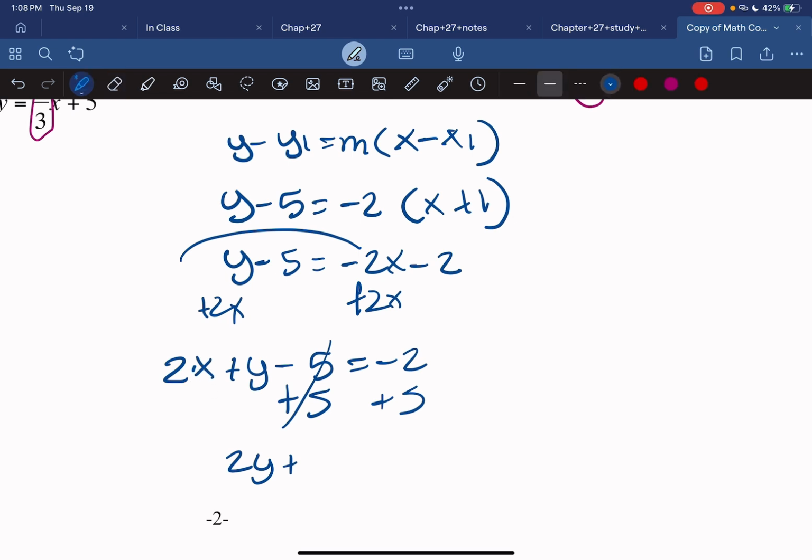2x plus y. It happens. 2x plus y equals positive 3. That's our answer in standard form.